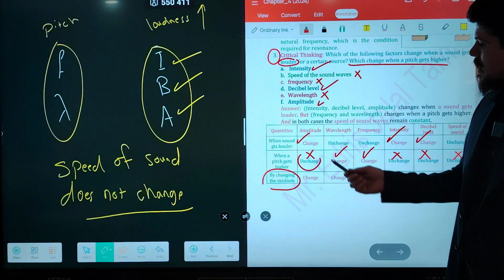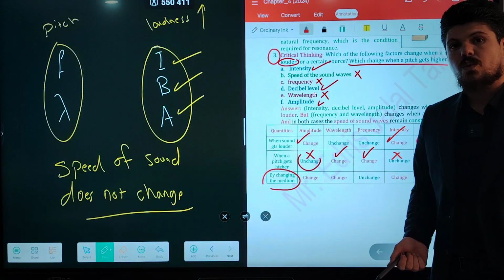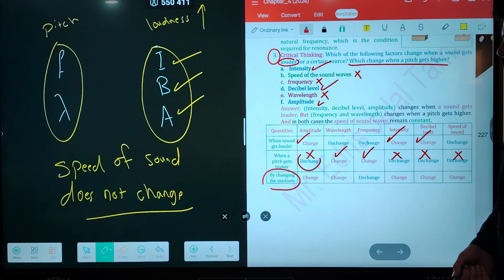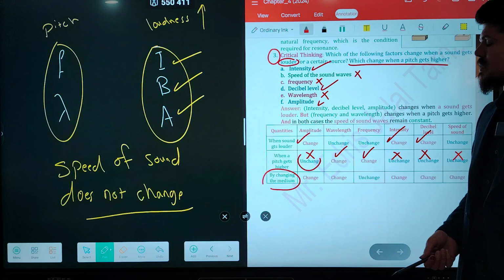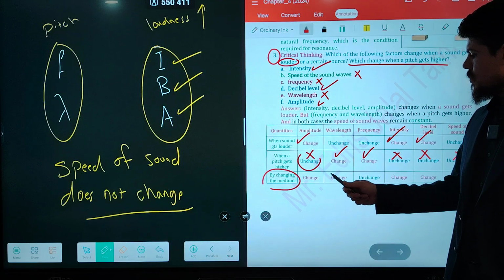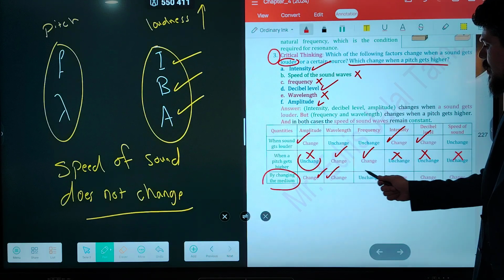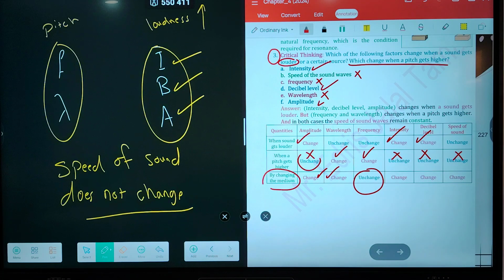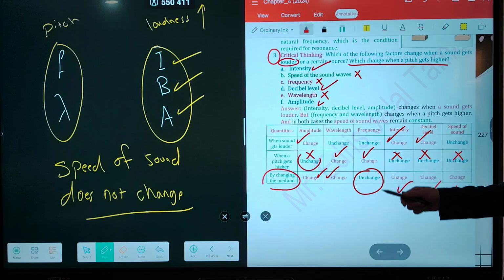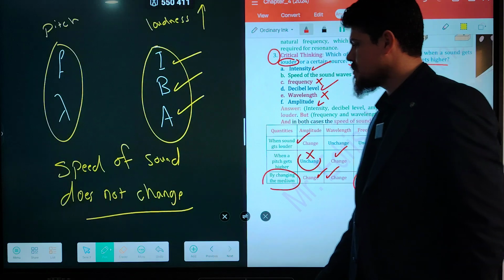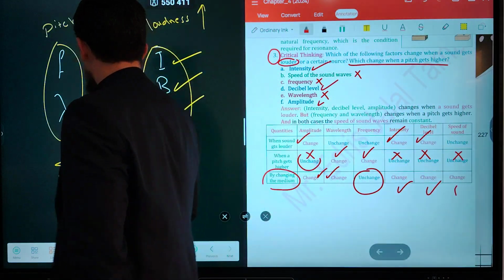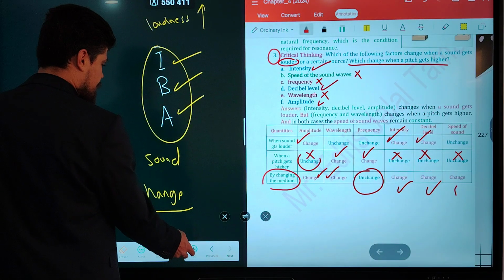What about by changing medium? Does the amplitude change? Yes. Why? Because the speed of sound also changes, and the amount of energy that passes through the medium changes. Wavelength also changes. Frequency does not change, because frequency changes by changing the source only. Intensity and decibel level change, and the speed of sound changes, but the frequency remains the same.